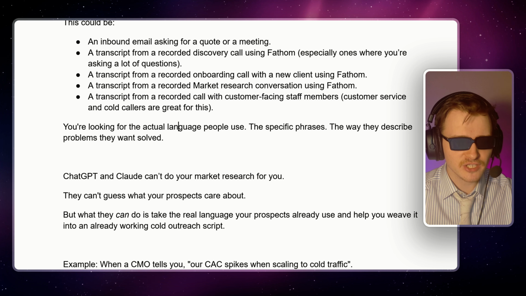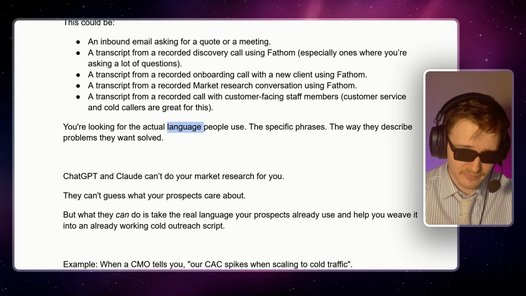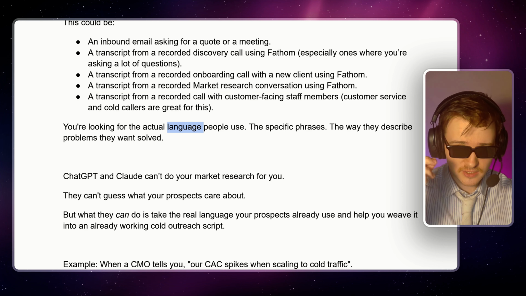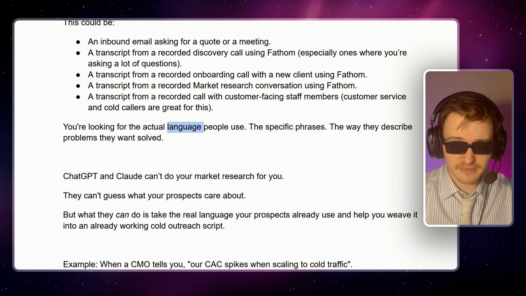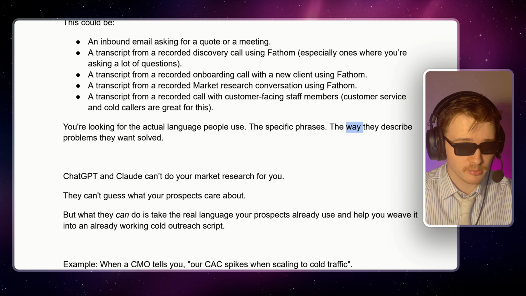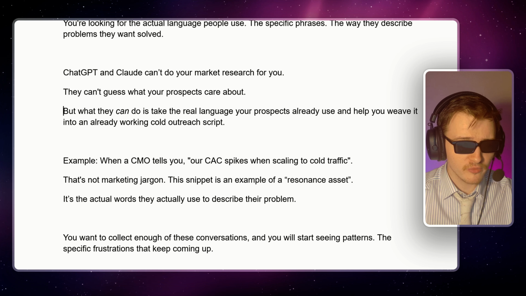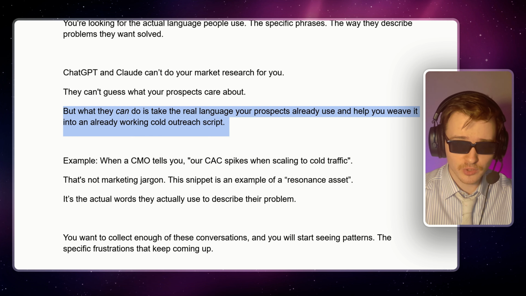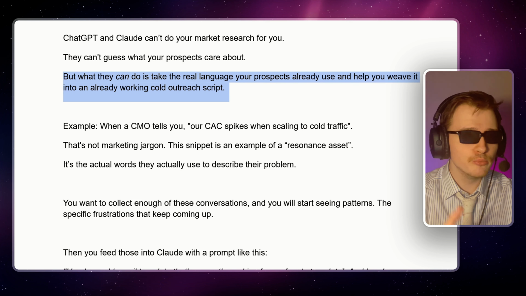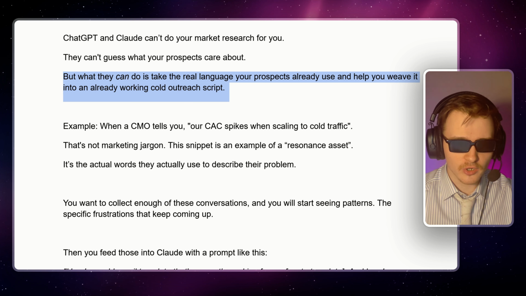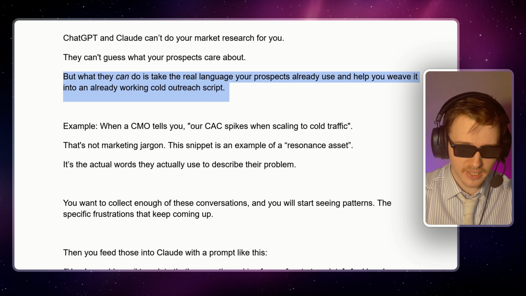You're looking for the actual language that your prospect specifically uses: the specific phrases, the way they describe the problems they want solved. ChatGPT and Claude can't do your market research for you. They can't guess what your prospects care about, but what they can do is take the real language that your prospects actually use and help you weave it into an already working cold outreach script, template, or format.